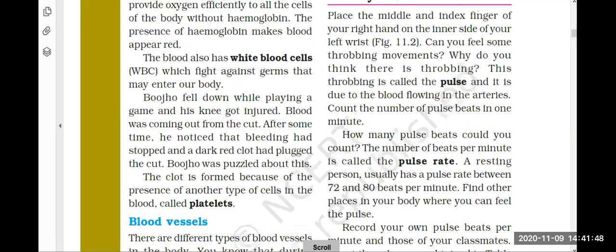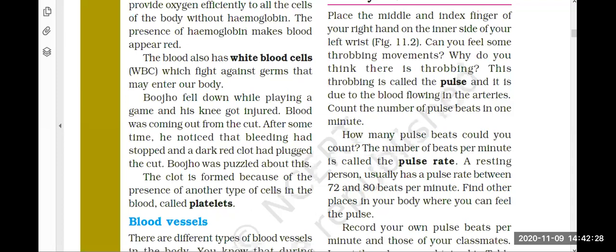Then what is pulse? Tell me, what is pulse? It is the number of times your heart expands and contracts within a minute. That throbbing is called pulse, or pulse rate. Got it, everyone? So what is the general pulse rate?